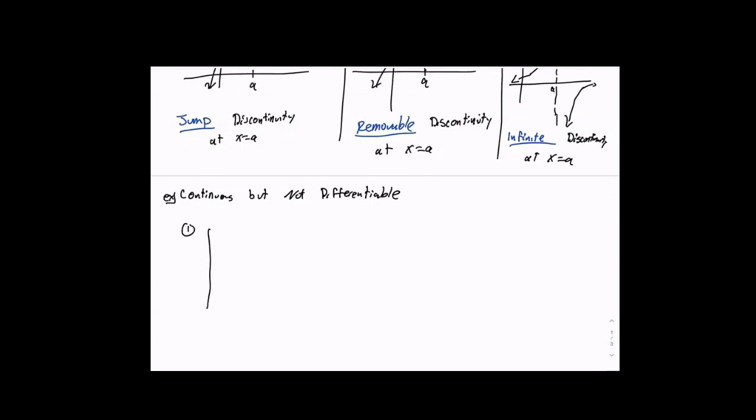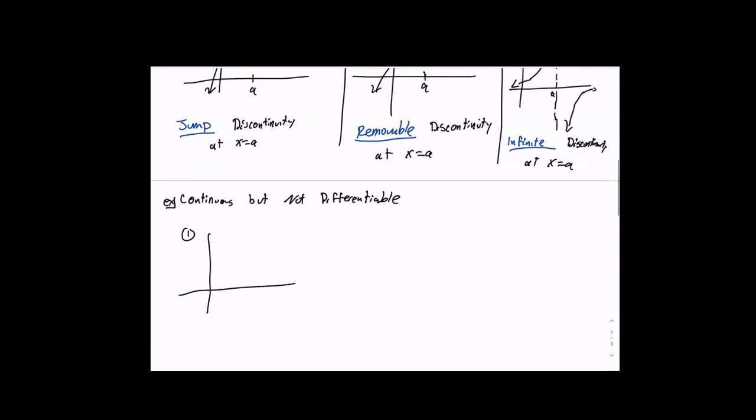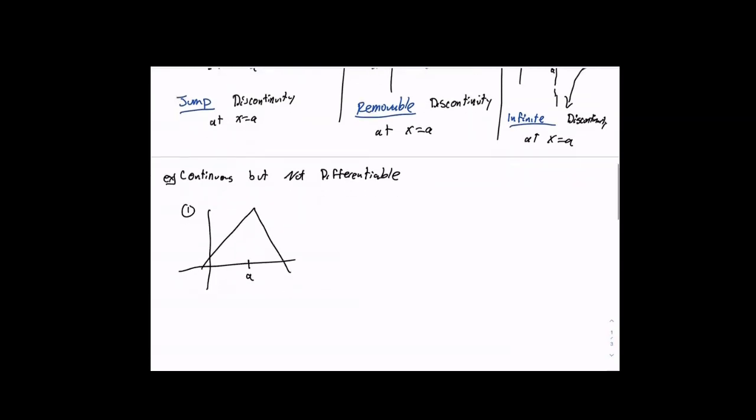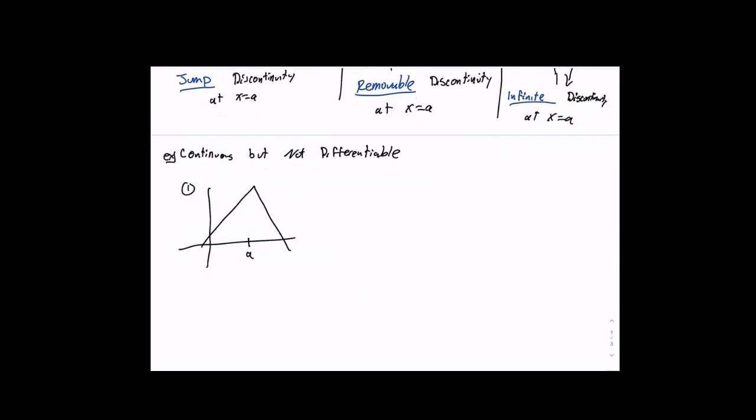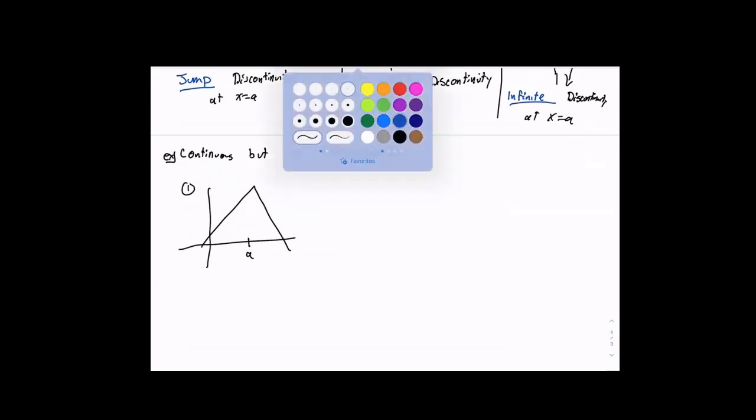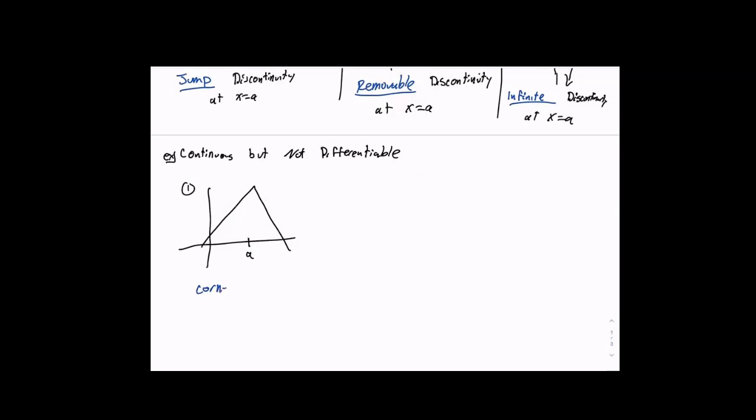The first one is something that looks like this. Okay. So that's A. So this function is continuous at A because the left and the right hand sides do meet each other, and we refer to this as a corner.